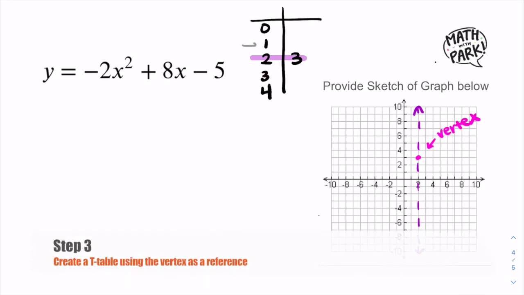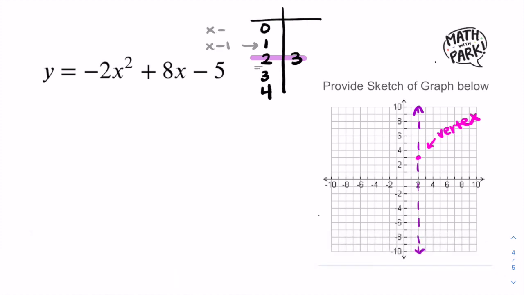Basically, to recap from our notes, this is x minus 1, and our x is 2. And then this value right here is x minus 2. Here, this is x plus 1, and x plus 2. So that's what it means. Just find two values before the x value and two values after the x value. What we're going to do now is plug it in to find our point.